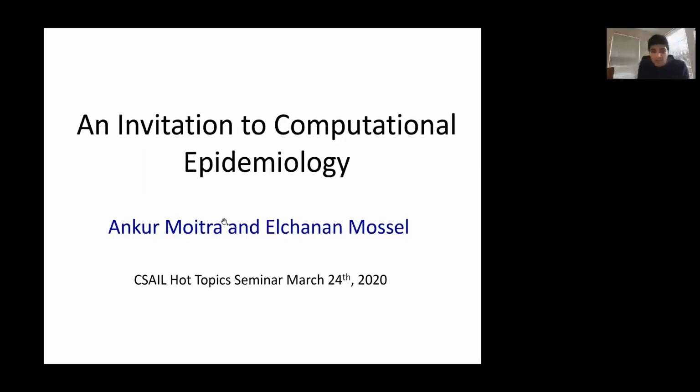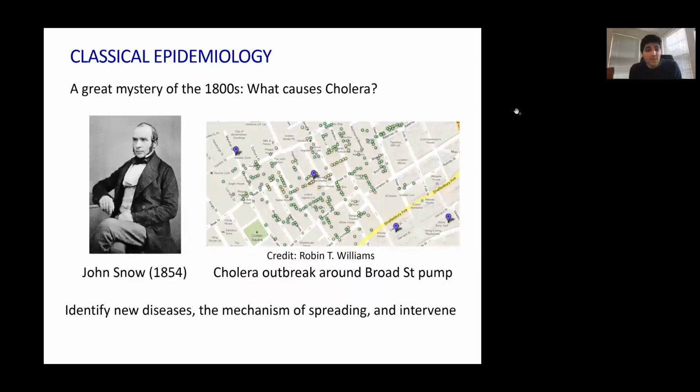So let me tell you at least a little bit about some of the background about epidemiology, because it's important to understand where the roots of this field are. It's hard to imagine, but way back in the 1800s, there were a lot of fundamental diseases where we just didn't understand the underlying mechanisms. And people were dying left and right. Maybe one of the most important cases of this was cholera in the 1800s.